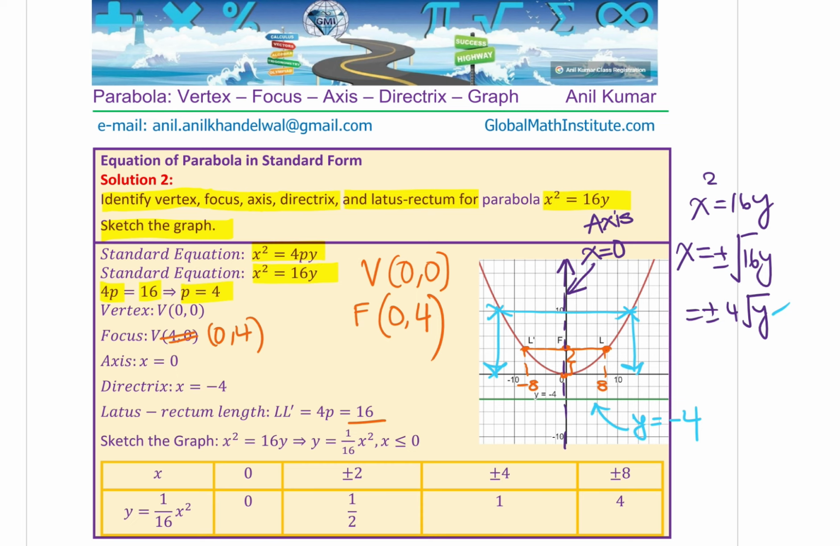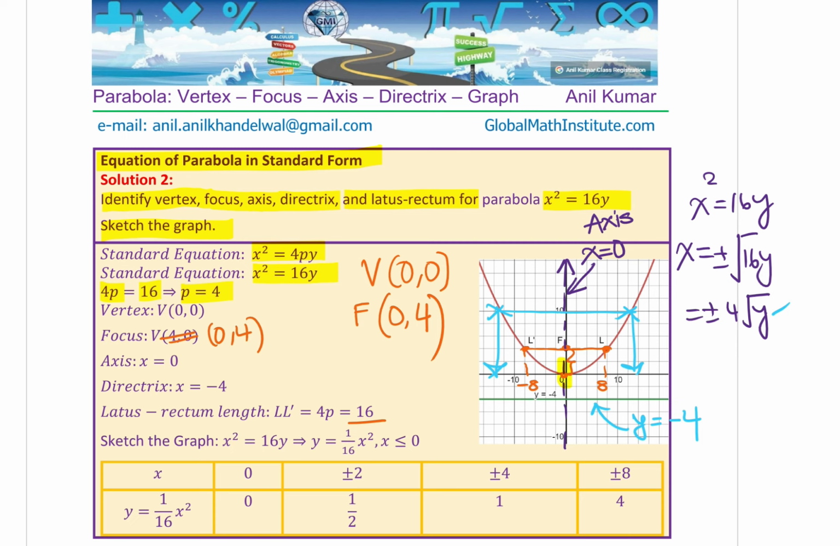This time I have isolated y as 1 over 16 x squared. Putting different values of x, we can get different values of y, and plotting them, we get our graph as shown here. I hope these steps are clear. So in the first part, we have seen how to find the parameters of a parabola when it is given in the standard form. Standard form really means that the vertex is at the origin.